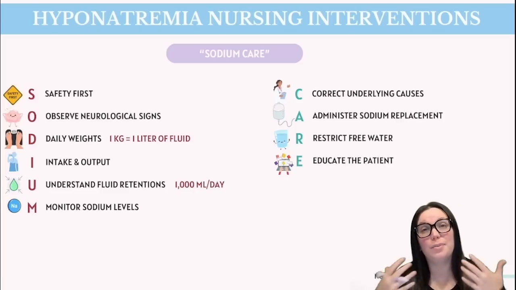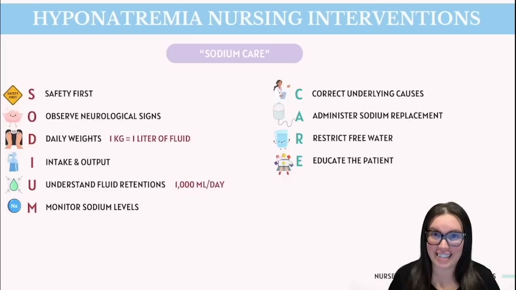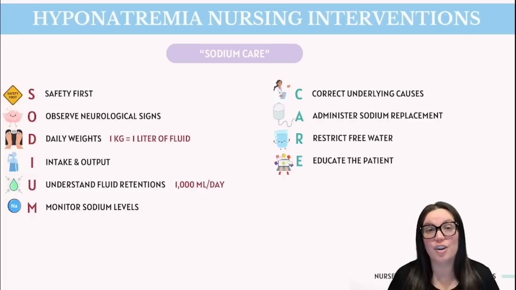O stands for observing neurological status. So we want to monitor for signs and symptoms when it comes to confusion, lethargy, and worsening neurological symptoms. As we know, hyponatremia can lead to cerebral edema. By performing these frequent neurochecks, they're going to help us detect early changes so that we're not addressing something too late.